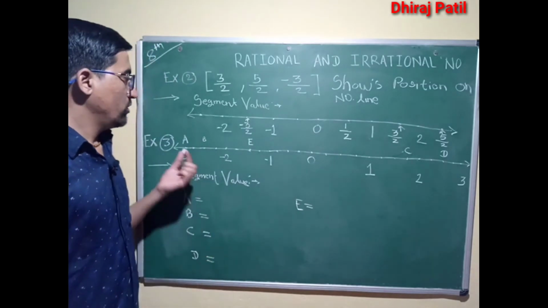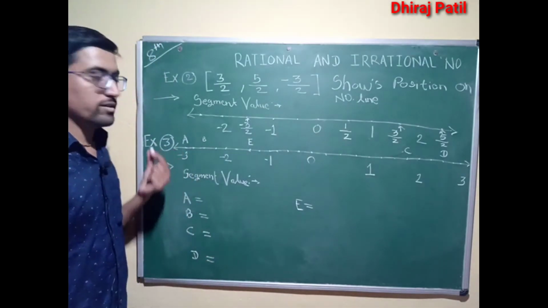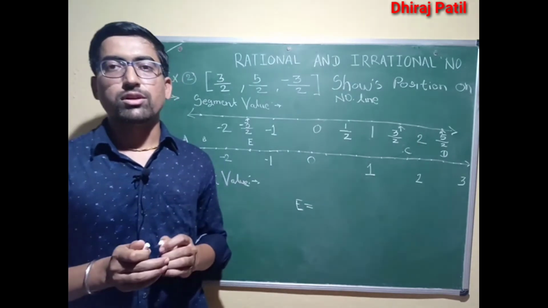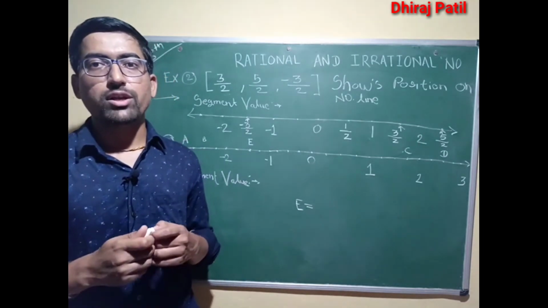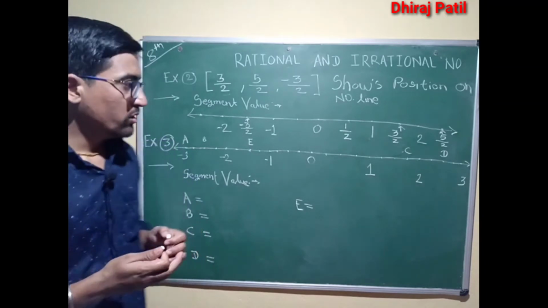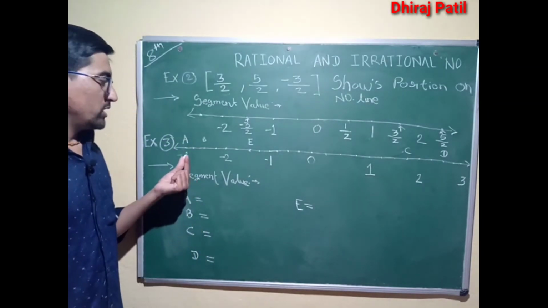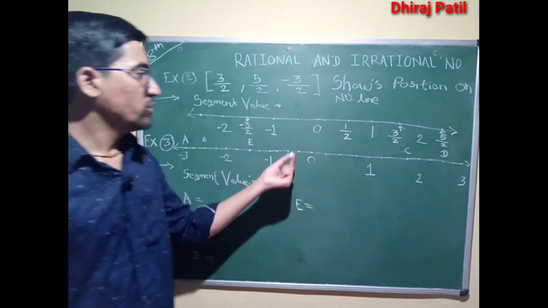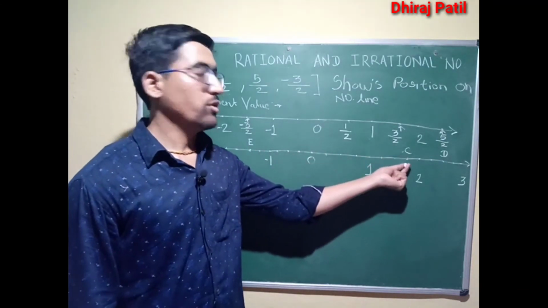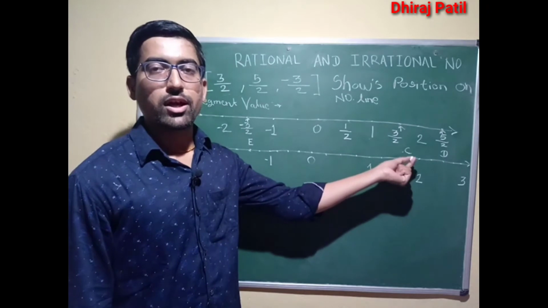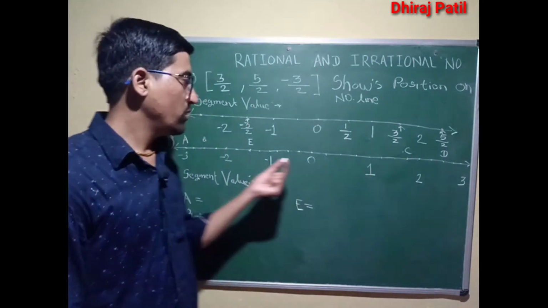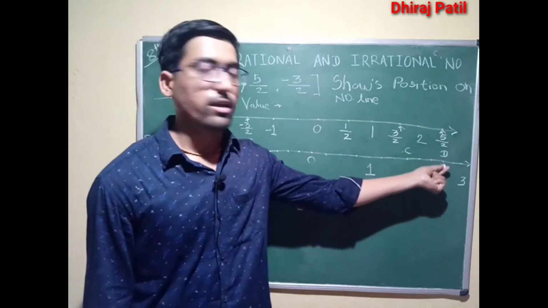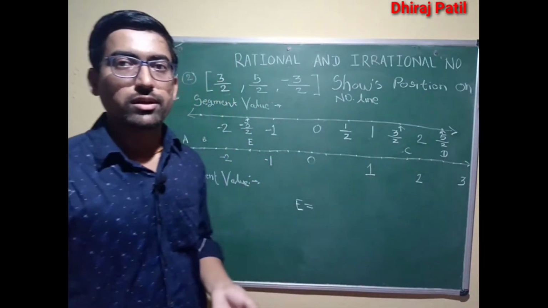So now I have to take a third example, in which the positions are shown. From the positions I have to calculate the numbers. In this number line, the points A, B, C, D are given. From this I have to take the values of A, B, C and D. So how to calculate it?